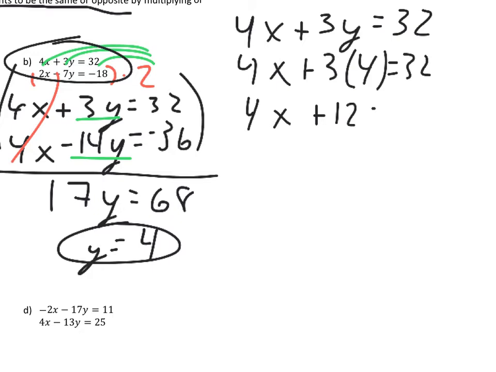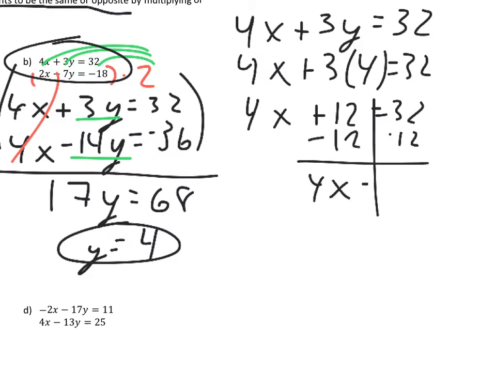3 times 4 is 12. Now I'm going to drop the wall and solve. x is being multiplied and added. In order to undo that, I must do SADMAP, or the order of operations in reverse. So I'm going to subtract 12 from both sides. I get 4x equals 20. Divide both sides by 4. I get x equals 5.